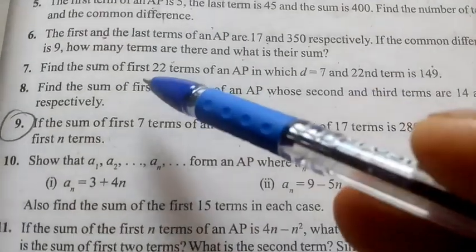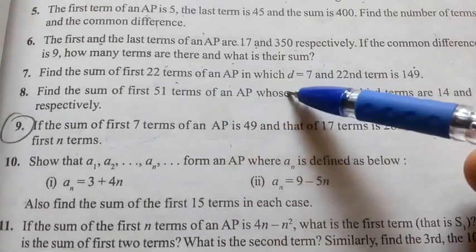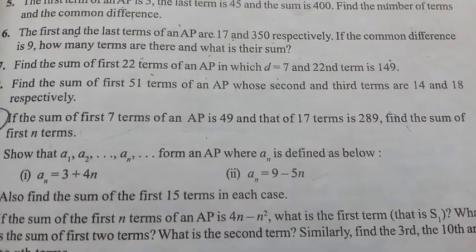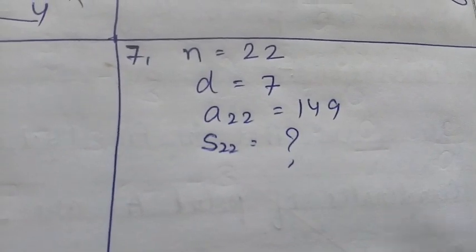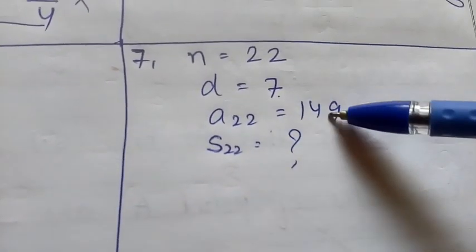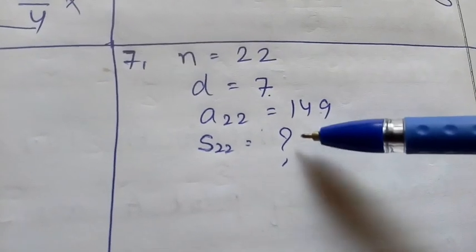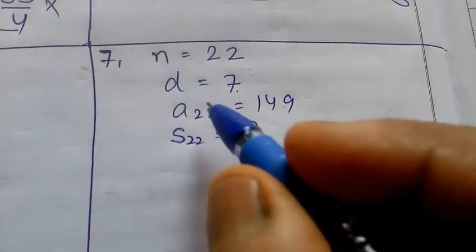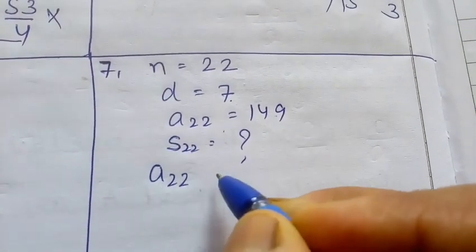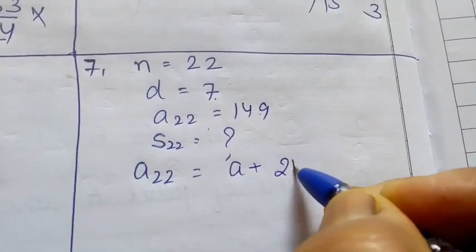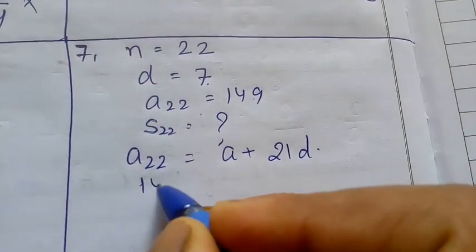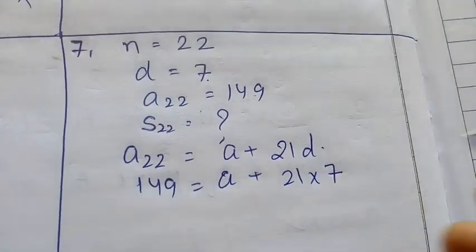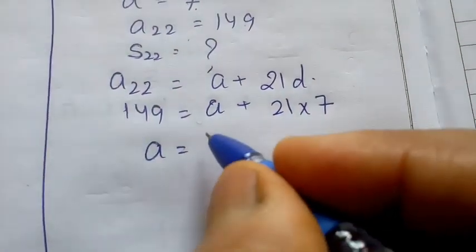Question number 7. Find the sum of first 22 terms of an AP in which d equal to 7 and 22nd term is 149. Find the sum of 22 terms. n equal to 22, difference equal to 7, a22 is 149. Then we have to find the first term a. a22 equal to a plus 21d. a22 149 equal to a plus 21 into 7. Solve this, we get a equal to 2.